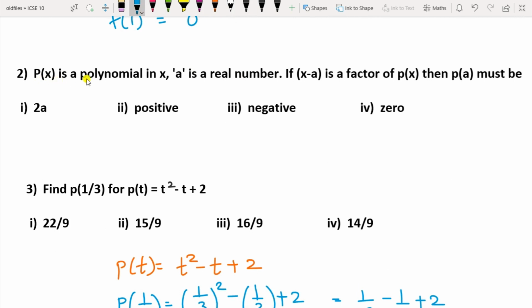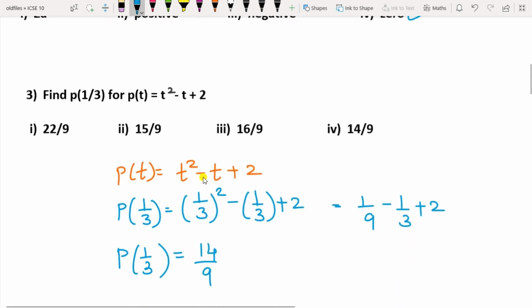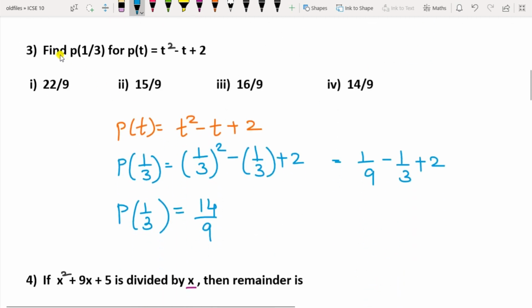Second one is, p(x) is a polynomial in x and a is a real number. If x minus a is a factor of p(x), then p(a) must be. So this x minus a is a factor of p(x), as 4 is a factor of 12, therefore the remainder becomes 0. So p(a) is the remainder here, so it is 0. Question 3. Find p(1/3) for p(t) equal to t square minus t plus 2. In place of t you have to substitute 1/3 in this equation. So if you substitute 1/3, you get the answer for p(1/3) as 14/9. So option 4 is the correct option.